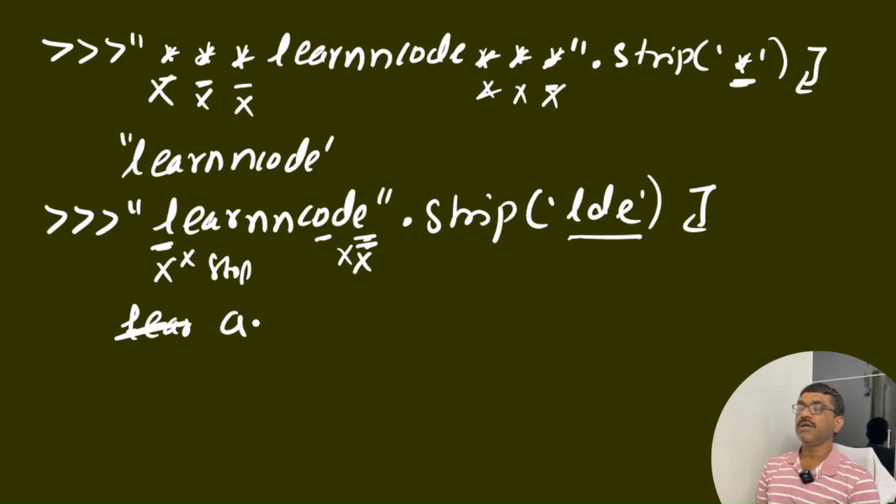Now you are going to get A, R, N, N, C, O. This is the output that is displayed in single quotes. This is how we are going to remove the characters in a string by using the strip method.